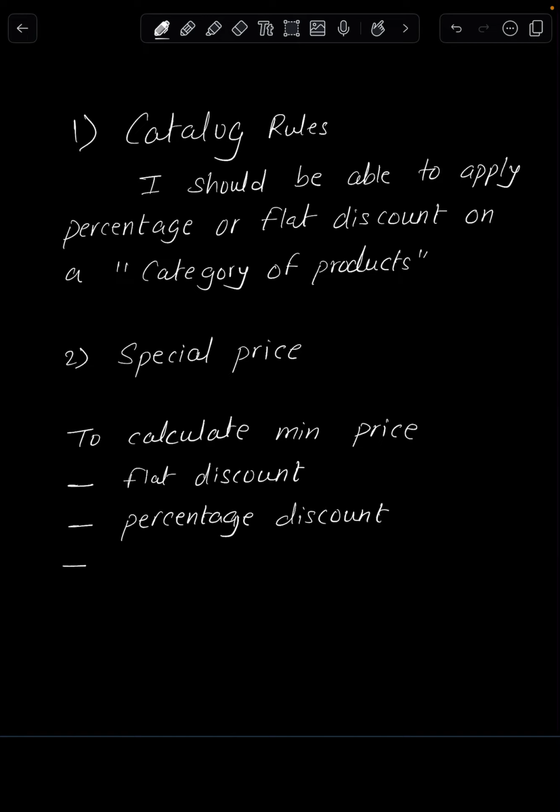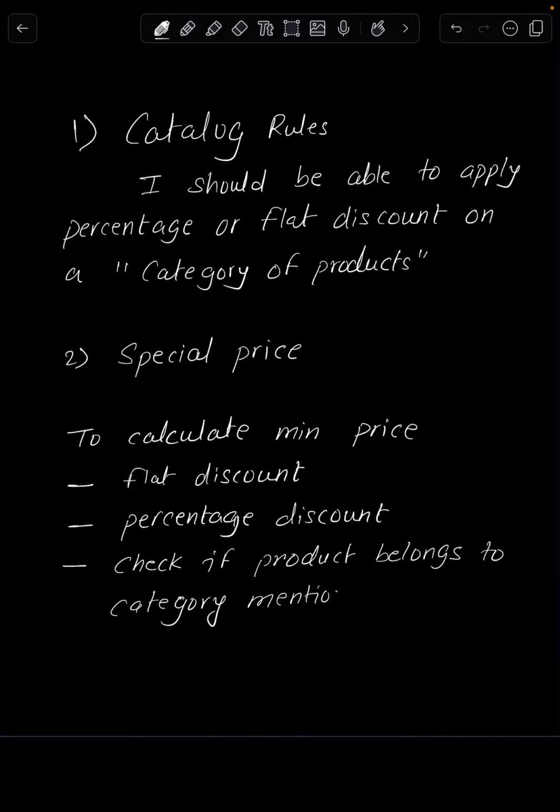Also check if the product belongs to the category mentioned in the catalog rule, right? You also need to do this. So the first step is you need to check if the product belongs to the category. Then if it is true, you need to check if this discount that you want to provide is a flat discount or percentage based discount, right?